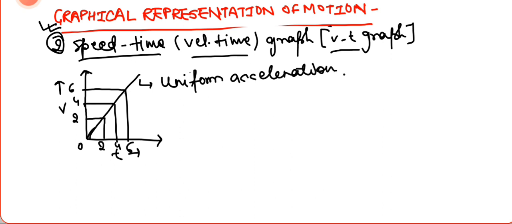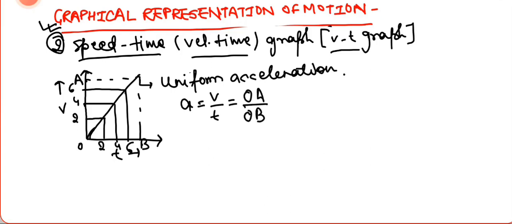Now here, how will we find the acceleration? Acceleration is equal to change in velocity divided by time. Let us consider this is A and this is B. So change in velocity, that is OA, divided by time taken, that is OB. So this is the acceleration we have got.